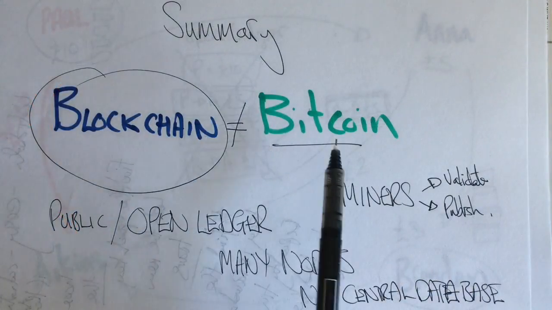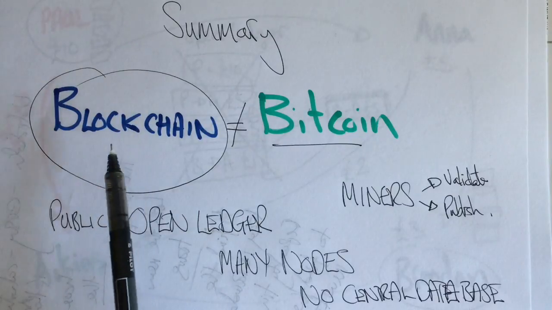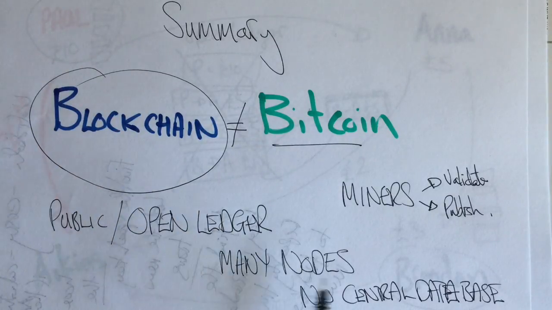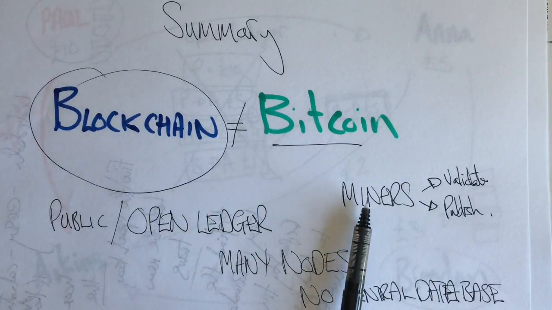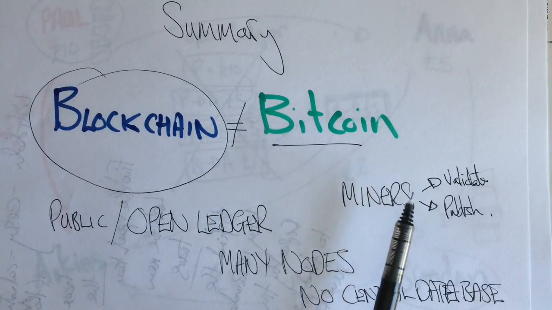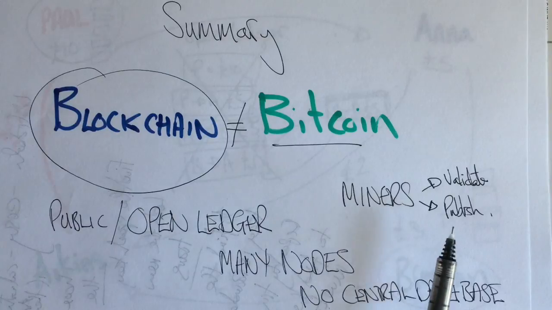The blockchain is different from Bitcoin. The blockchain is a public open ledger with many nodes on a connected network. Because it's public and distributed, there's no central database, and to validate and publish the new transactions in the open ledger, you have miners who get a financial reward every time they find that key. And once they find that key, they can validate that transaction, and then they publish it, and the other miners in the network move on to find the next key for the next transaction, and at the same time update their ledger.